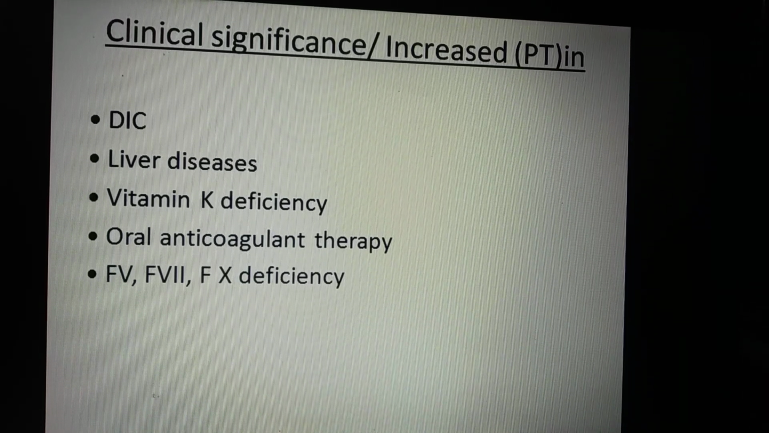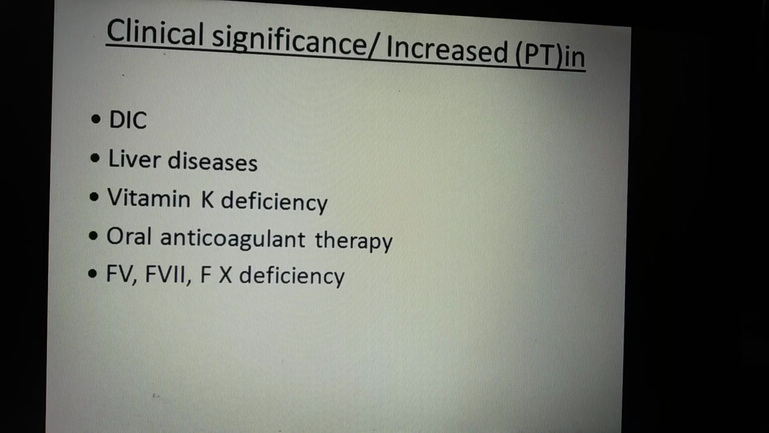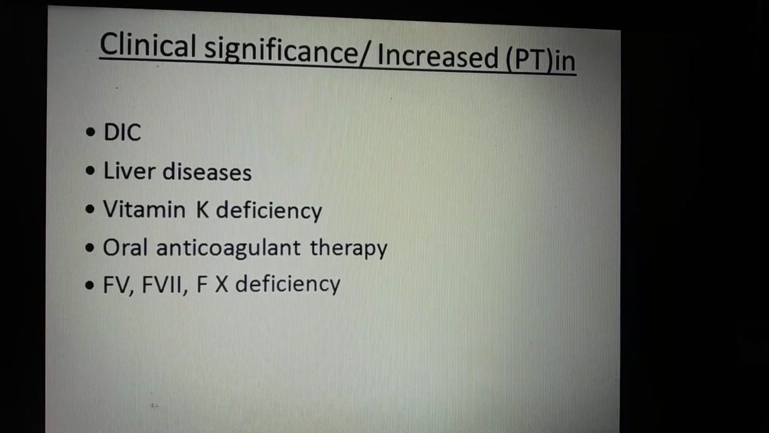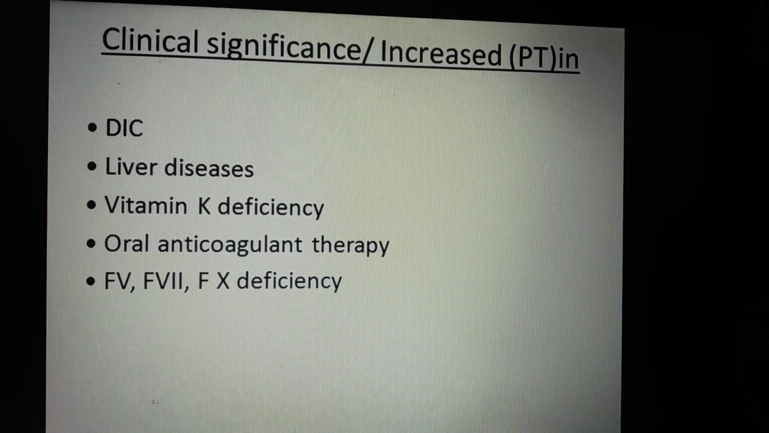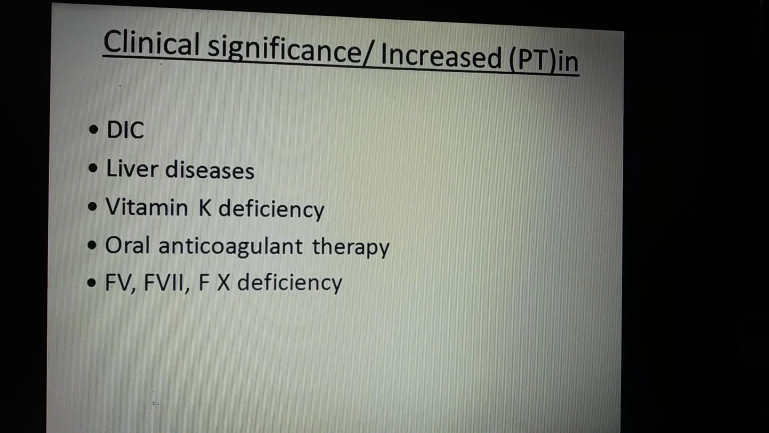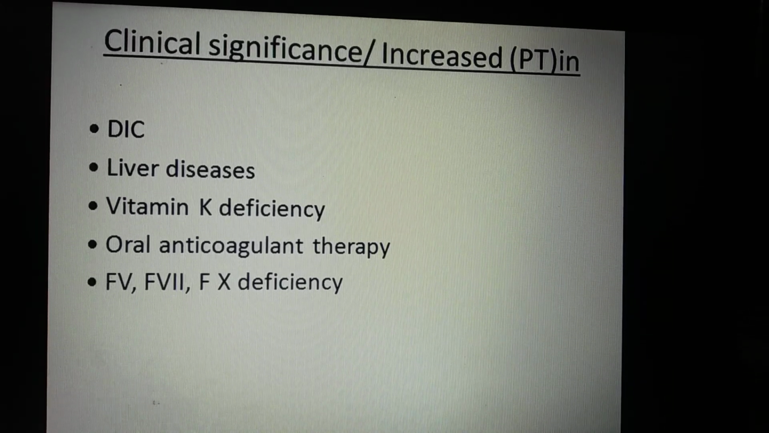Now increased prothrombin time. It is increased in disseminated intravascular coagulation, liver diseases, vitamin K deficiency, oral anticoagulant therapy, and several coagulation factor deficiencies like factors 5, 7 and 10.